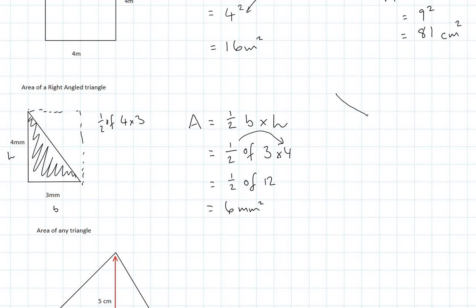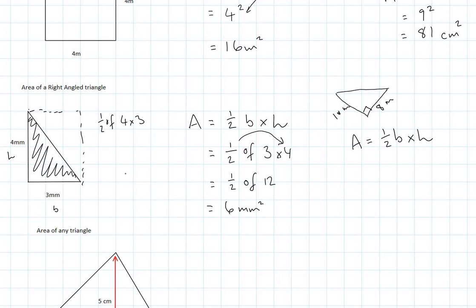So even if your triangle's squinty, I'm drawing this, but I'm going to mark in my right angle. I'm telling you it's right angled, and let's say I've got 8 meters and 3 meters. That doesn't make sense, does it? They're both about the same length. Let's make that 10 meters. You're still going to have the same formula, half the base times the height.